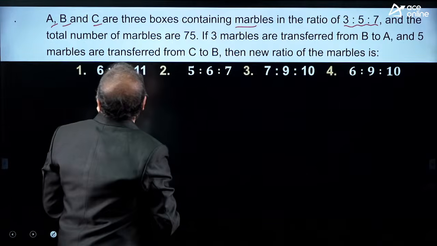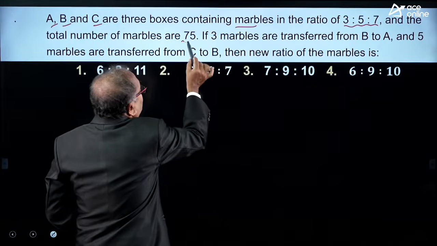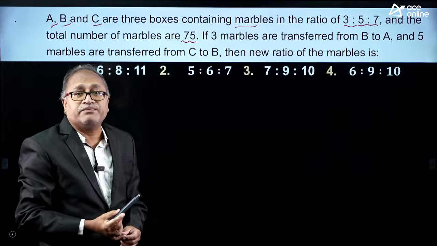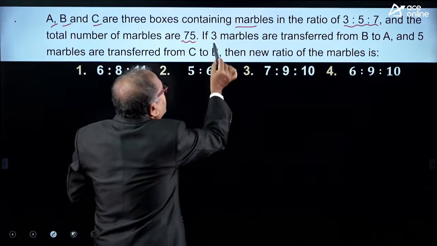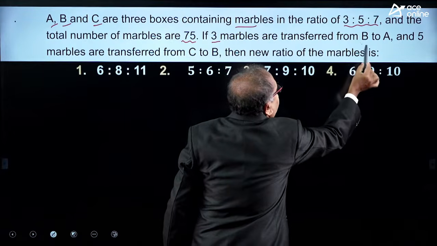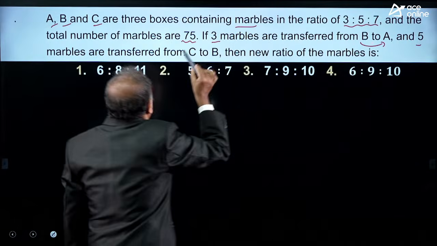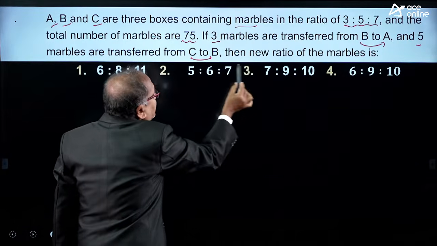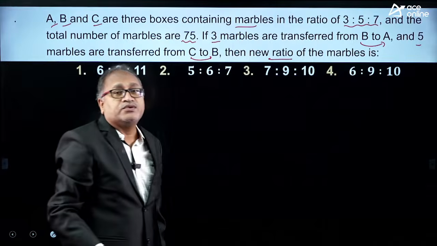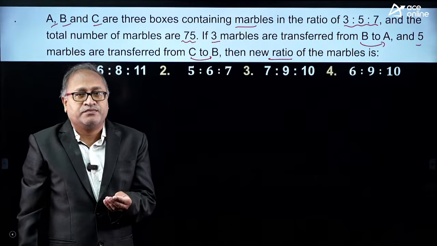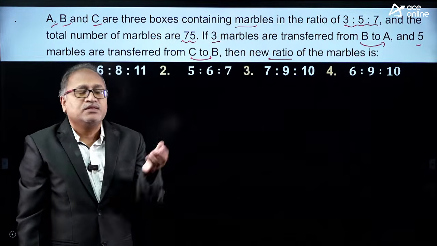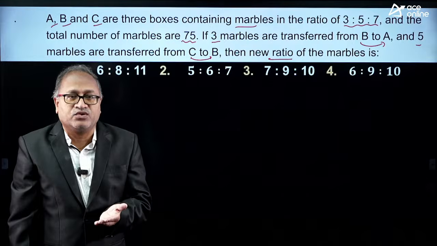Okay, and the total number of marbles is also given over here, 75. 3 marbles are transferred from B to A, and 5 marbles are transferred from C to B. After that, what will be the ratio? It's a very basic question. No trick is needed. The question itself is fundamental.